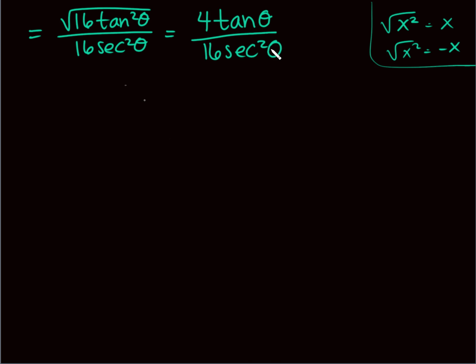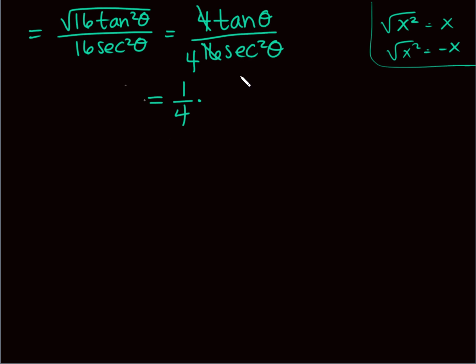All right, so I got rid of that square root. I have 4 tangent theta all over 16 secant squared. I can cancel this now because it's all multiplication. I'm going to bring that 4 in the denominator out as a 1/4, and I'm going to see what happens here.